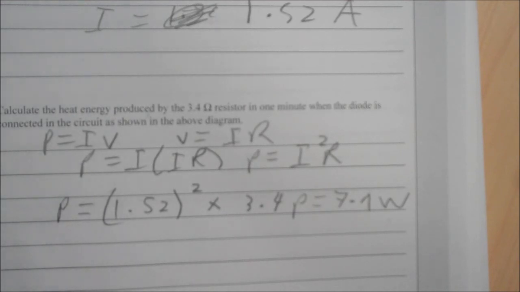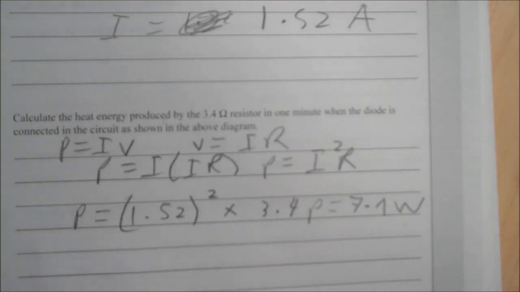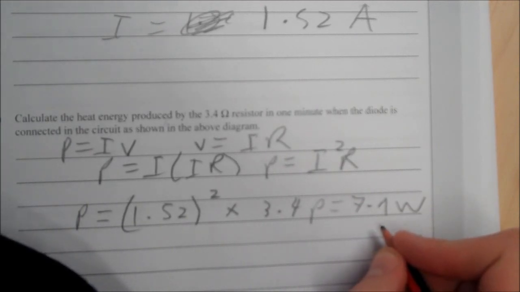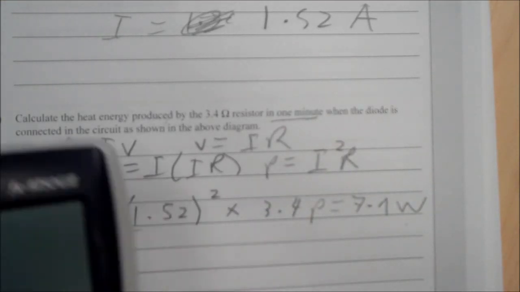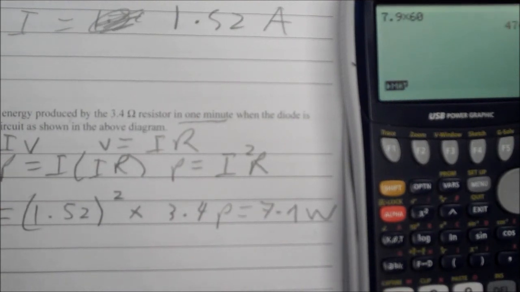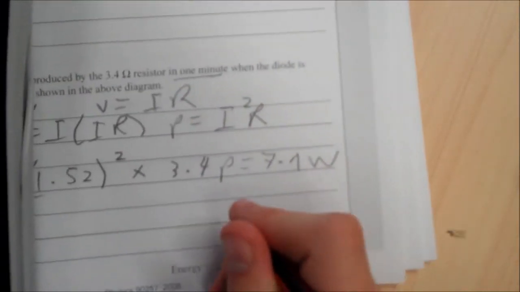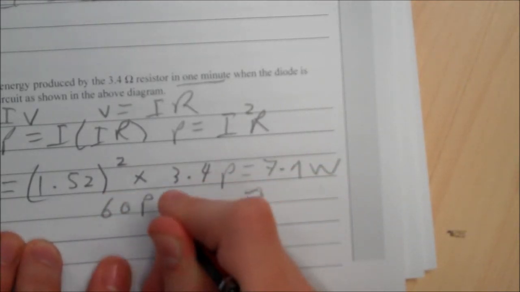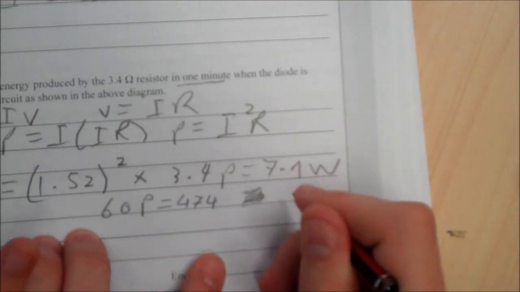Power is the rate of change of energy, or the rate of work. So if we have 7.9 watts, that's how much energy is being transferred per second. And this is asking for 1 minute. So if we bring this back, we have 7.9 times 60, and that's going to give us 474 joules.